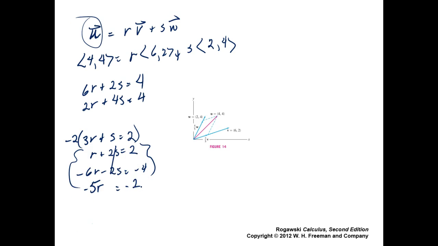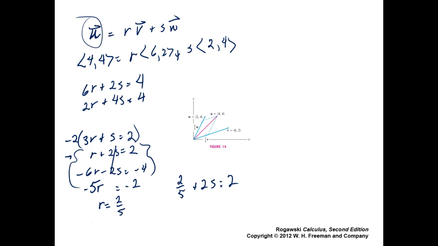That leaves us with r is equal to 2/5. Okay. That looks reasonable. How do we get the s, though? Plug it back into either one of the two equations. That second one looks like it might be the easier one. So plugging in, 2/5 plus 2 times s is equal to 2, right? That was your second equation.